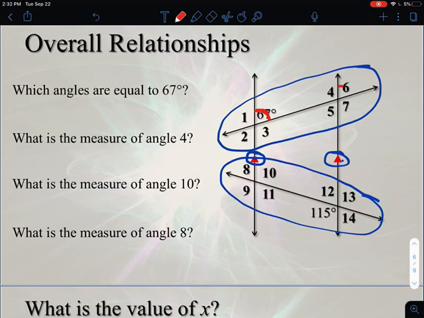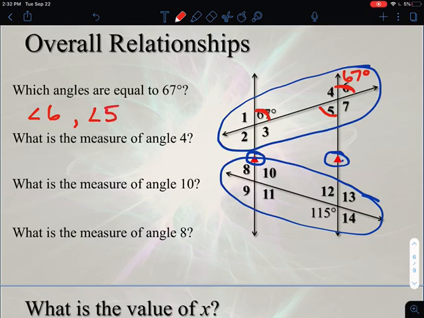So 67 would correspond to angle 6. So angle 6 would have to have a measure of 67 degrees. So those are corresponding. Or I can go alternate interior. So this is on the inside of my two lines that are parallel. So alternate interior would be angle 5.